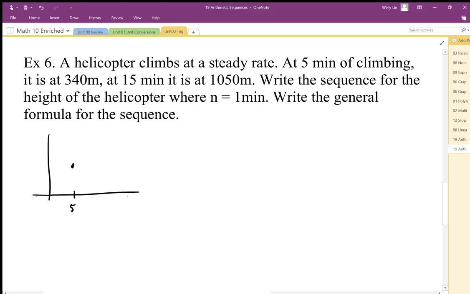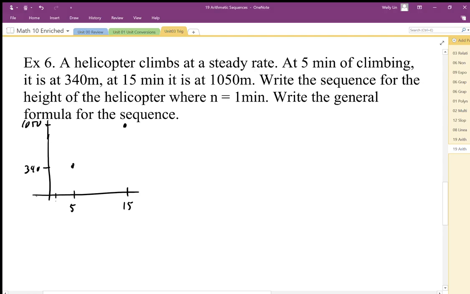And at 15 minutes, it's at 1050. So 340 and 1050. So there's what's happening here. So the sequence for the height of the helicopter when n equals 1 minute. So write the general formula for the sequence.